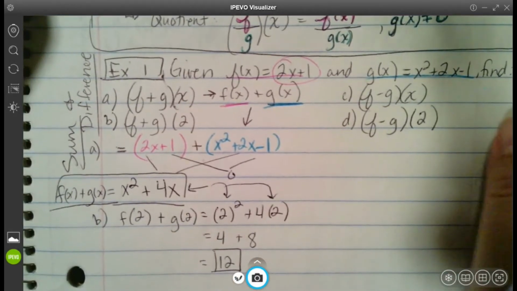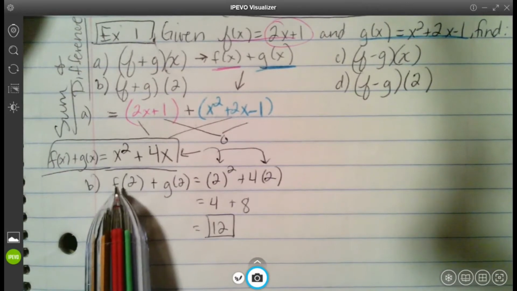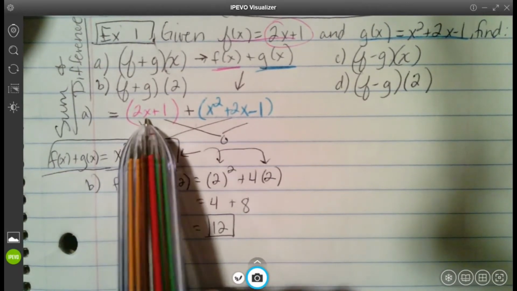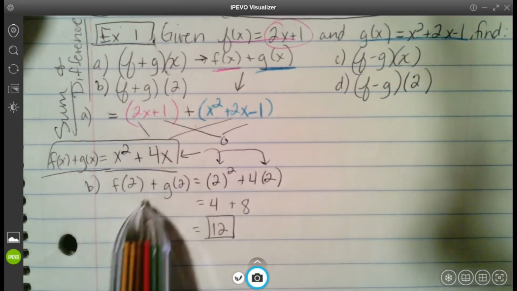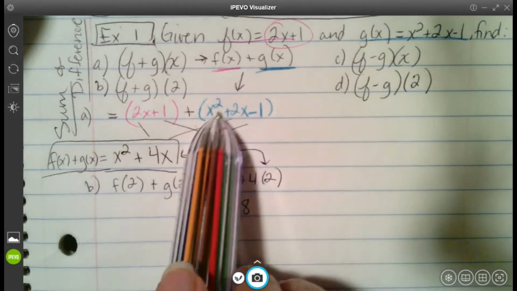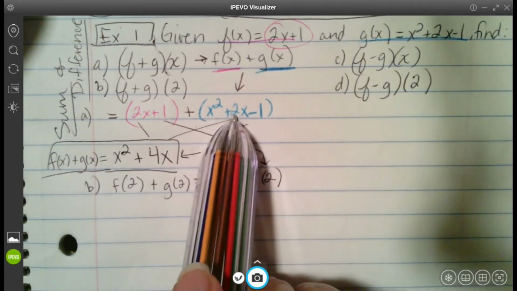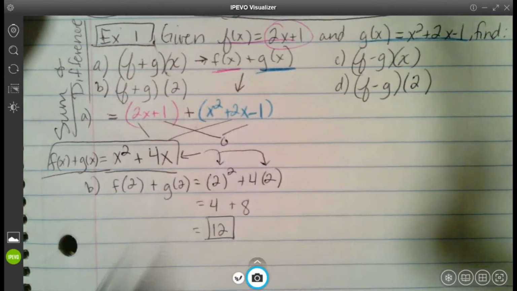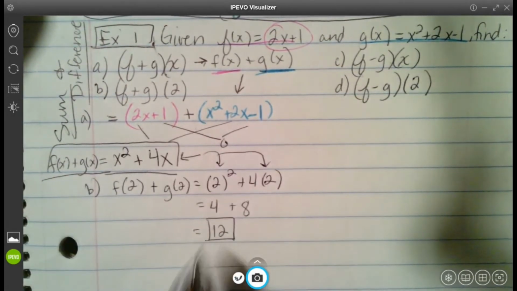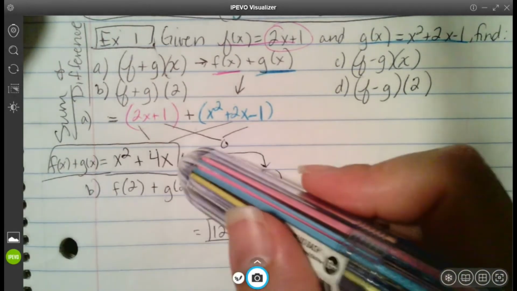And if we checked it the long way, if we actually plugged our 2 into f, you could do it real quick. 2 times 2 is 4. 4 plus 1 is 5. So you have that 5. Plug 2 into g of x. So it's going to be 4 plus 4, which is 8. 8 minus 1 is 7. And 7 plus 5 is 12. So either way works. I personally think it's easier just to plug it into this one because it's already there for you.